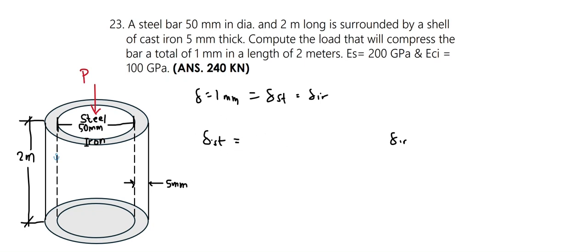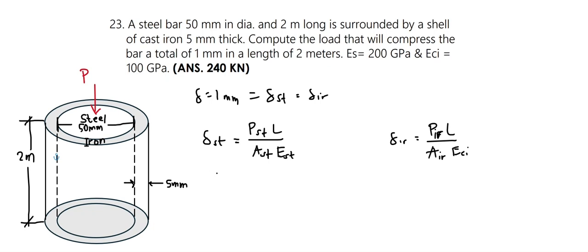So solving, we have the deformation of steel equal to the force applied on steel times its length divided by the cross-sectional area of the steel times its modulus of elasticity. And for the cast iron, it has an applied load, let's call this P sub IR, times its length divided by the area of its cross-section times the modulus of elasticity.